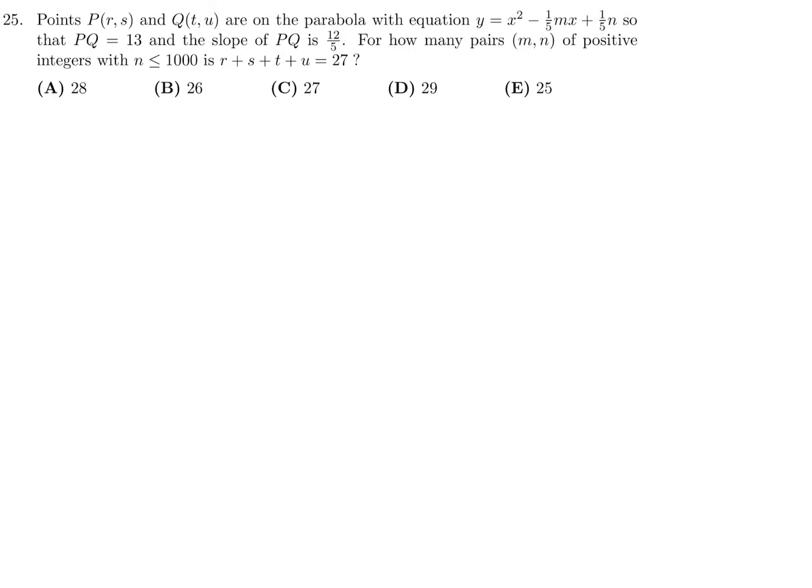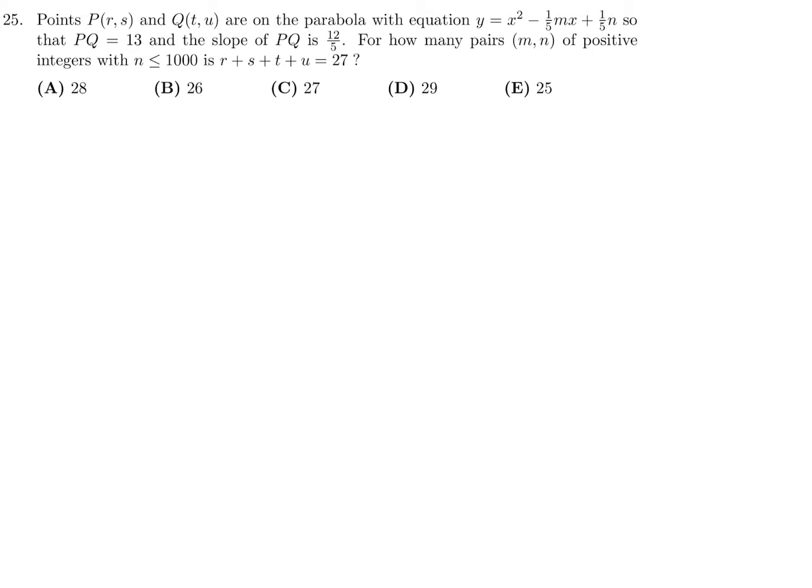Points P(r, s) and Q(t, u) are on the parabola with the equation y is equal to x squared minus 1/5 mx plus 1/5 n, so that PQ equals 13 and the slope of PQ is 12 over 5. For how many pairs (m, n) of positive integers with n less than or equal to 1,000 is r plus s plus t plus u equal to 27?